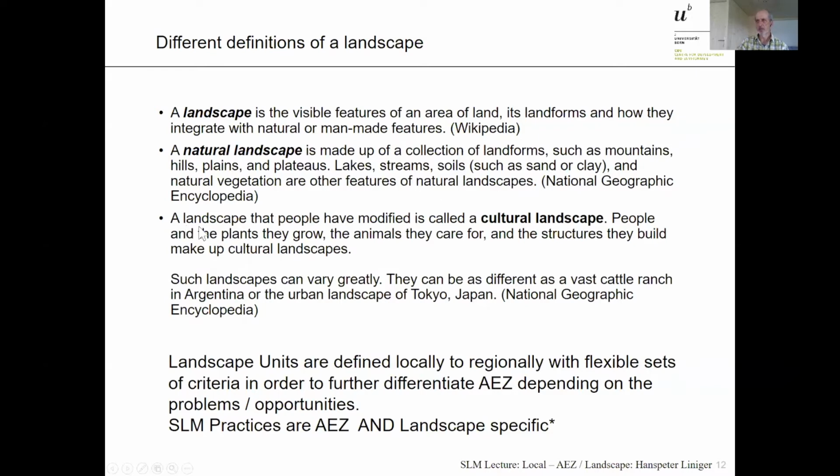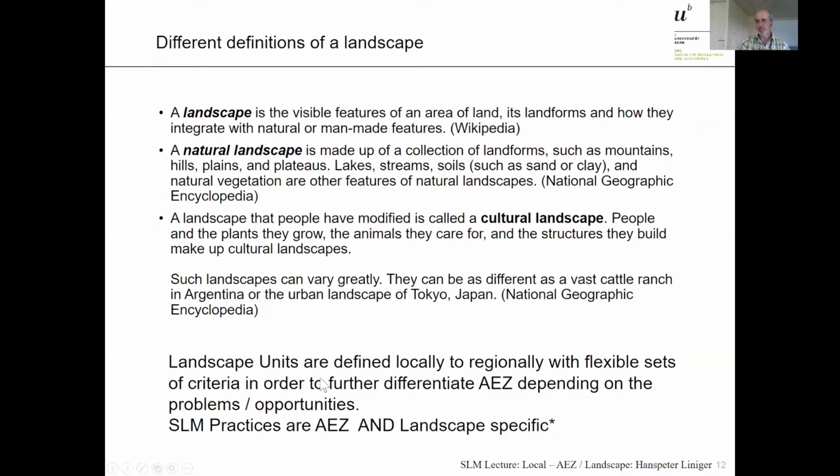And now let's look at the cultural landscape. A landscape that people have modified is called a cultural landscape. People and the plants they grow, the animals they care for, and the structures they build make up cultural landscapes. So these landscapes can vary greatly. They can be as different and as vast as cattle ranches in Argentina or the urban landscape in Tokyo.